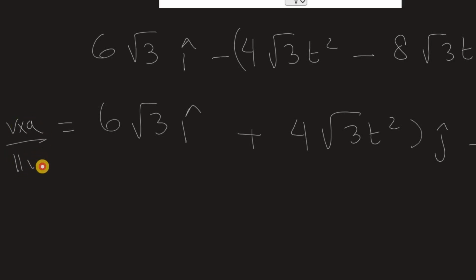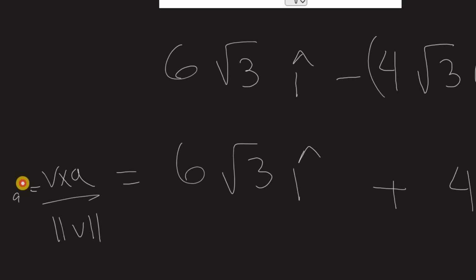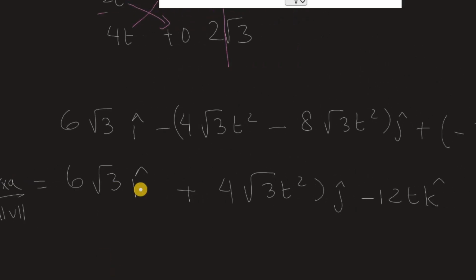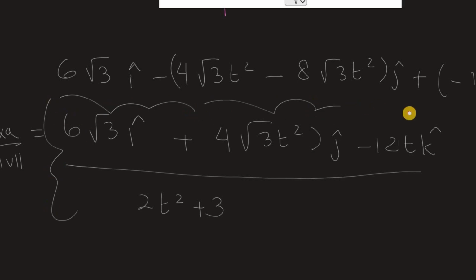And now we can simply divide it by the magnitude in order to get the A normal, right? So let's just divide this by the square root of 2t squared plus 3, and this is our A normal. This is the final answer to the acceleration question. Now let's move on to the next question.